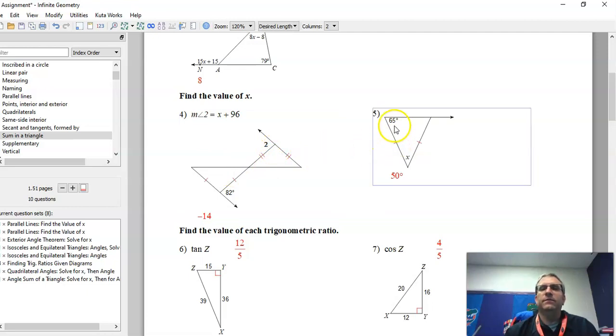All right, and then base angles. So they want to know what x is. Well, if this is 65, what do I know about this? Okay, and what's that part right there?